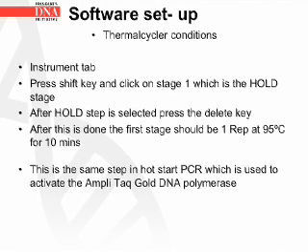To adjust the thermal cycle conditions, under the Instrument tab, press the Shift key and click on Stage 1, which is the hold stage. After the hold step is selected, press the Delete key. After this is done, the first stage should be 1 rep at 95 degrees Celsius for 10 minutes. This is the same step as in hot start PCR, which is used to activate the AmpliTaq Gold DNA polymerase.